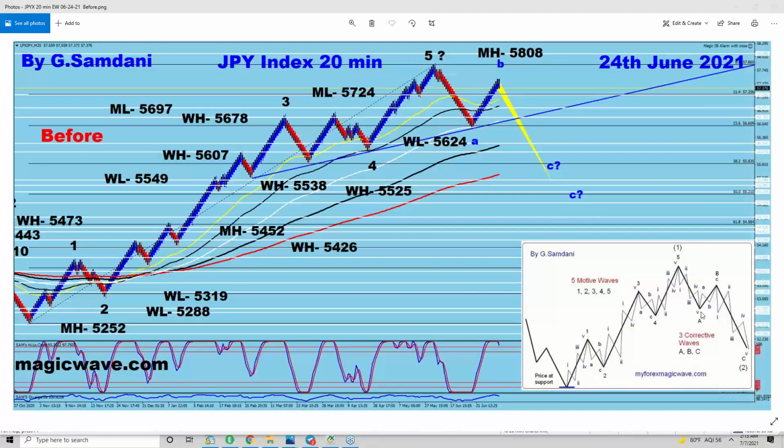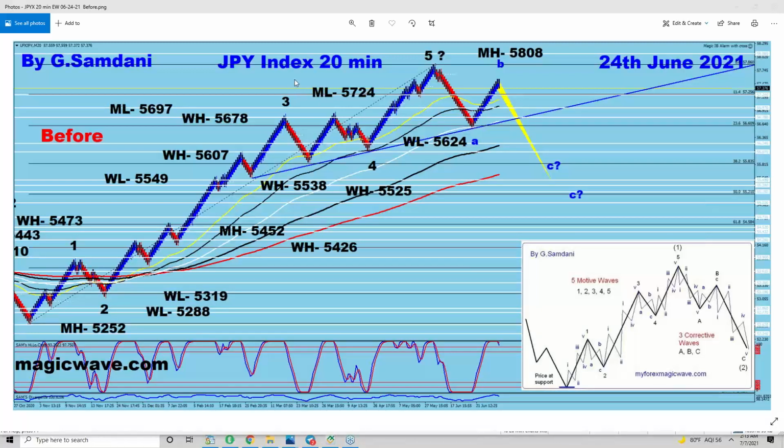Then it retraces in an A, B, C fashion, right? And the C wave could have 1, 2, 3, 4, 5, and could be an impulse wave. So the idea was that it will drop from here to here. It might, right? And when it does, it will make the yen index stronger.